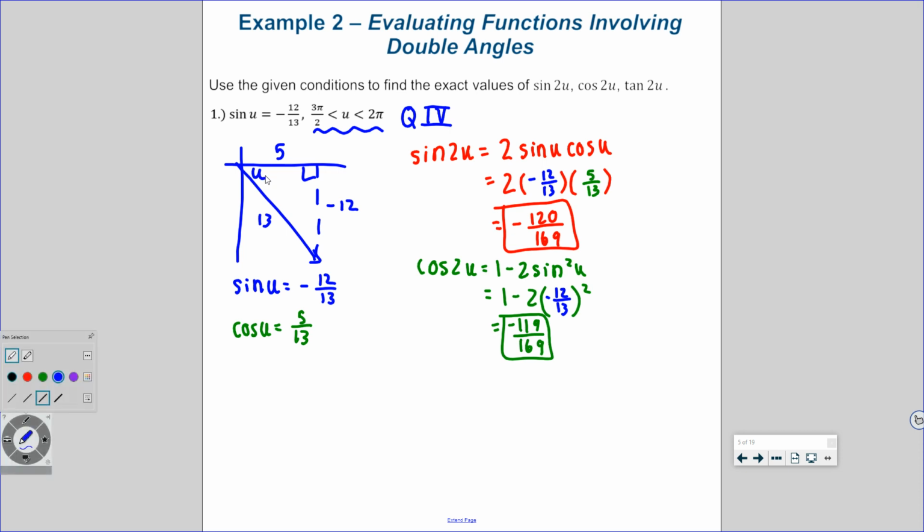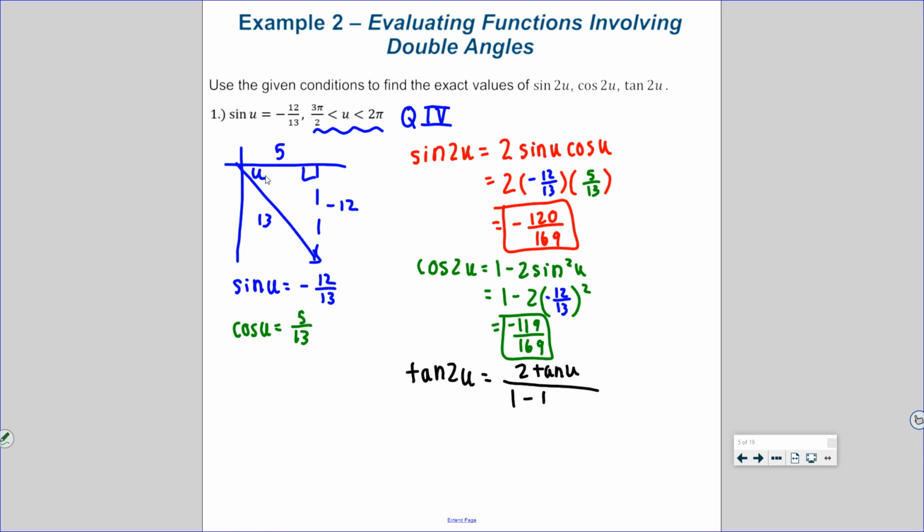There are a couple of ways you could do tangent. You could just do sine over cosine if you wanted to. That still works for the double identity. I'm going to use the double identity just because we're practicing using these identities. That's the same as 2 tangent of u over 1 minus tangent squared of u. And you're like, oh, well, I can easily find the tangent of that angle.